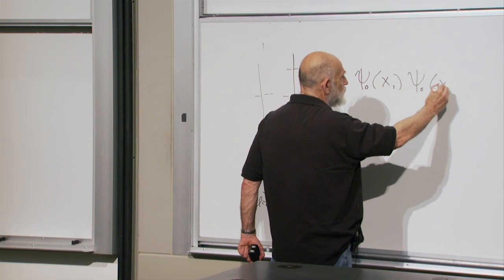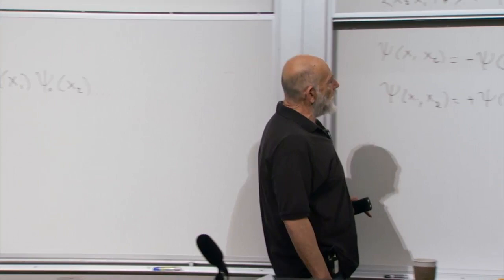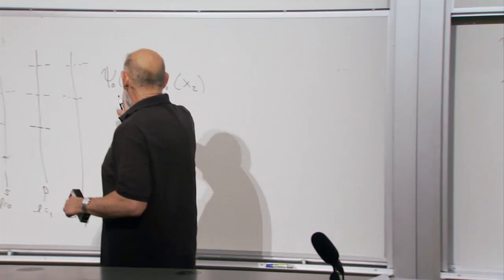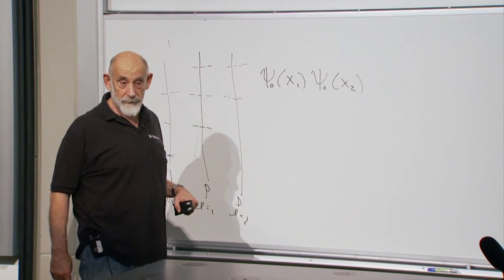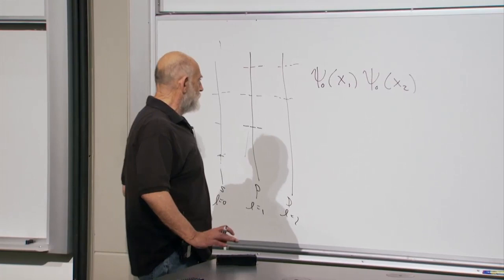Particle one in the state psi zero, particle two in the state psi zero. Does this satisfy the rule for fermions? Does it satisfy the rule for bosons? Well, this structure here is obviously unchanged if you interchange 1 and 2. It doesn't matter which order you multiply wave functions. Wave functions just have numerical values. They're not operators. They commute.